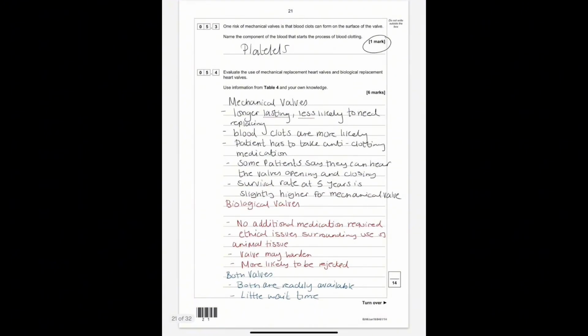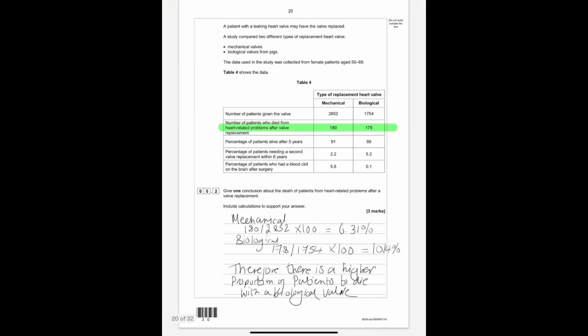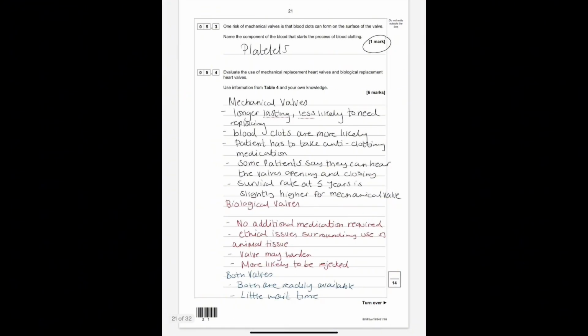So let me go through what I wrote down. With mechanical valves, this is how I would set out my answer. I'd separate mechanical valves, biological valves, and then I write down a conclusion. So I wrote down mechanical valves are longer lasting. We can see that it says over here, percentage of patients needing a second valve replacement within 6 years, it's only 2.2%, whereas with biological, it's 5.2%. So I've just written down it's longer lasting, less likely to need replacing.